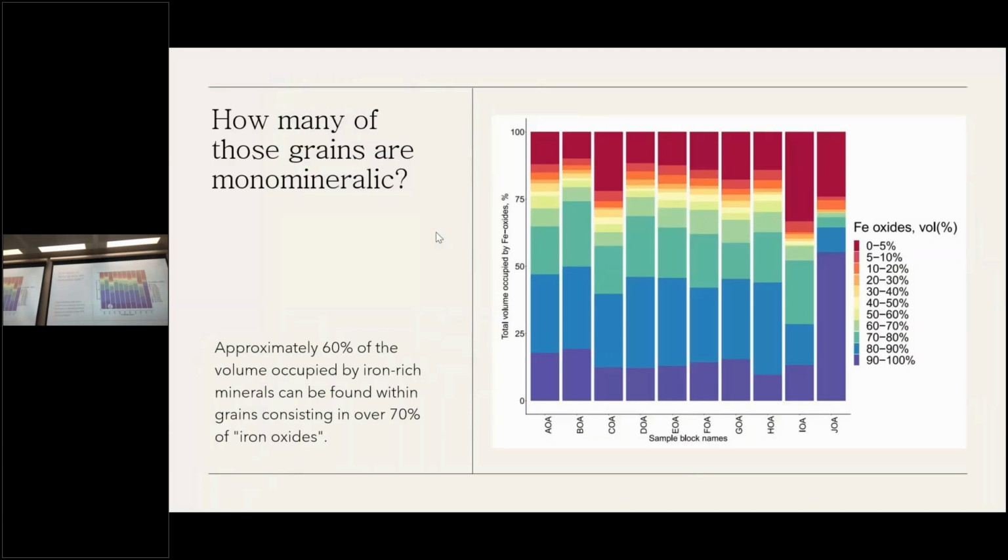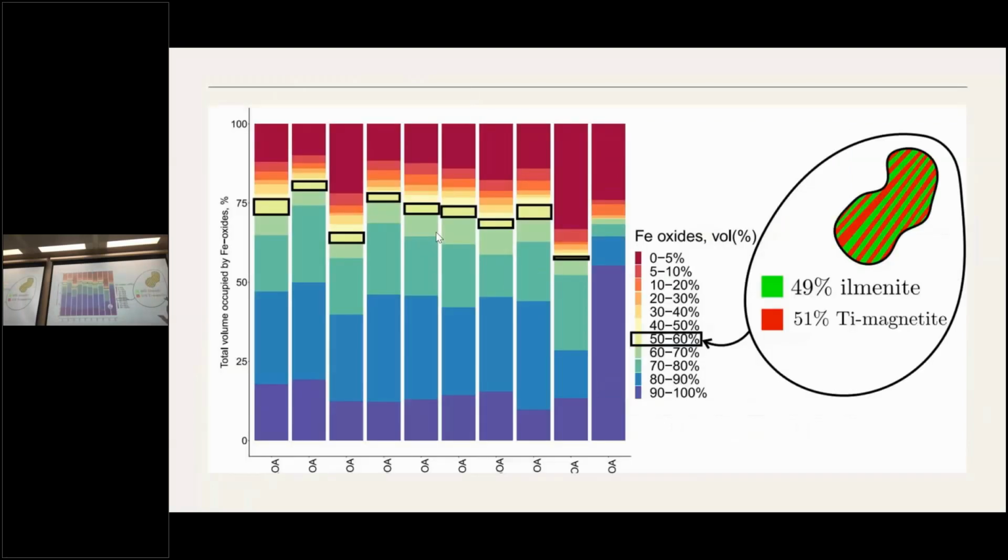And so how many of these grains are actually monomineralic? Because that would make them easier to separate. Well, as you can see on this graph, approximately 60% of the volume occupied by iron-rich minerals can be found within grains consisting of over 70% iron oxides. So overall, they tend towards the more iron-rich side of the spectrum.